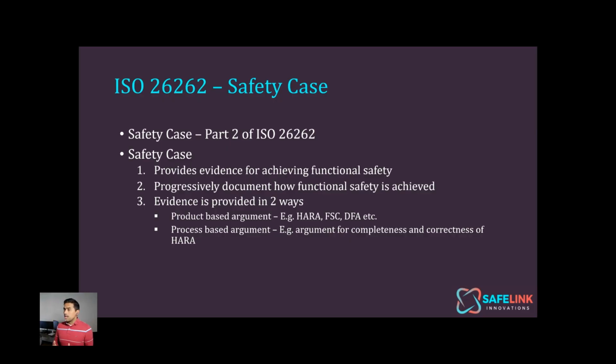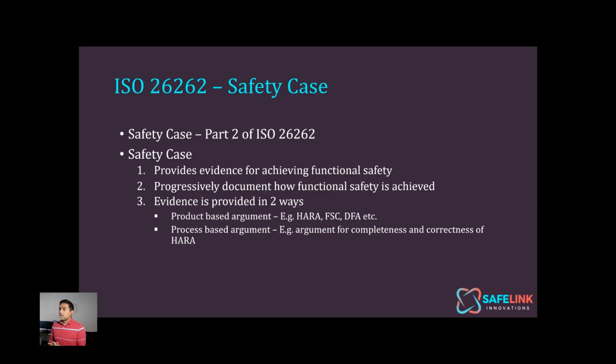Then there is a process-based argument, which is saying, why is each of the work products that you've done good enough? Why is it correct? Why is it complete? And why is it safe enough? So, for example, if we've done a HARA, what is the evidence to say that the process we've followed for creating the HARA ensures that all hazards and all risks are identified? So that argument is a part of the process-based argument, and this needs to be done for every work product.